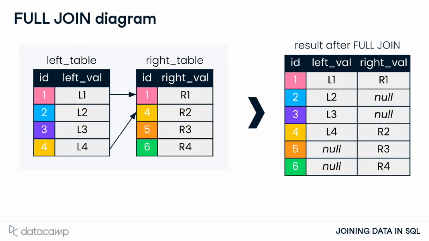We see that it has retained all IDs, returning missing values in the form of nulls for fields corresponding to records where ID did not find a match. All 6 IDs we've been working with are included in the result after the full join. Note that this time, nulls can appear in either left value or right value fields.